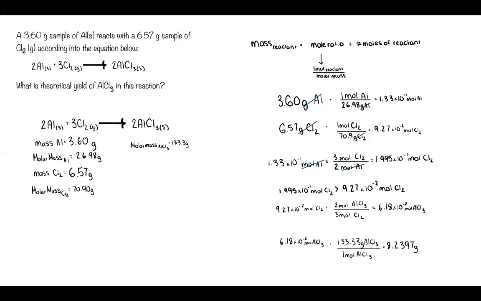Converting back into grams, we can multiply our last calculated value of moles of aluminum chloride by our conversion factor of the molar mass of aluminum chloride divided by 1 mole to cancel out the mole unit. We then get 8.2397 grams, and to the correct amount of sig digs, 8.24 grams.